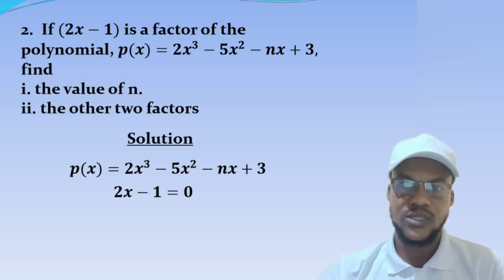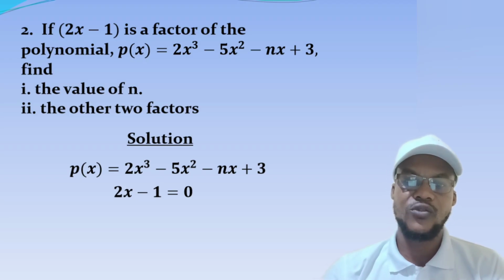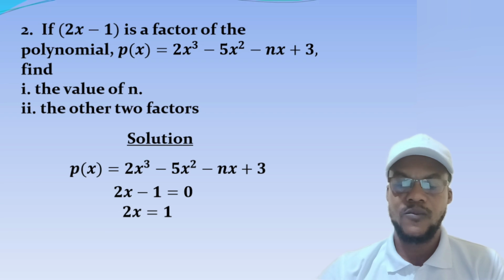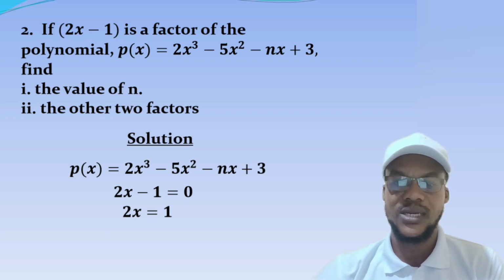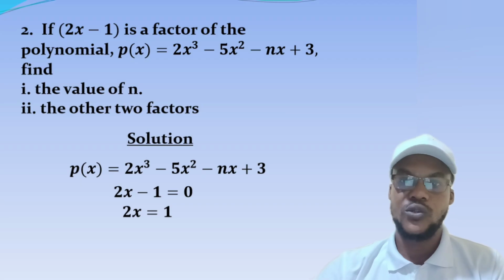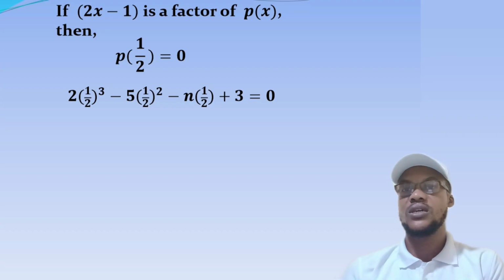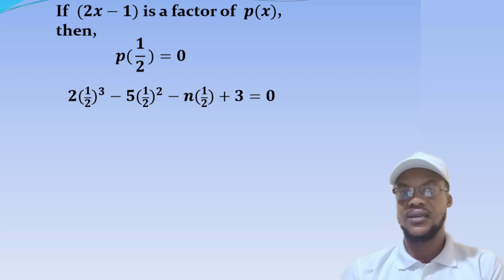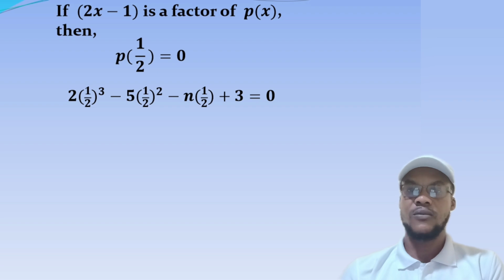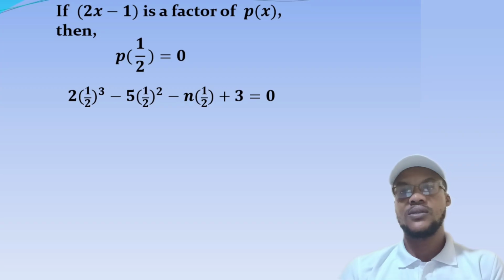So if you are finding the zero, then we can say that 2x minus 1 is equal to 0. For that matter, we have 2x is equal to 1. And what will be our x? If we divide both sides by 2, then our x is given as half. As we said, if 2x minus 1 is a factor of p of x, then p of half should be equal to 0. Yes, that's if it is a factor. That means if we divide p of x by 2x minus 1, the remainder should be 0. So let's substitute. If we substitute, this is what we are going to get.